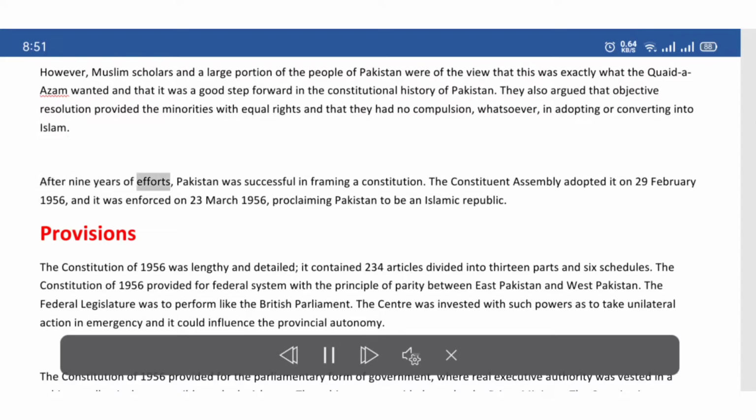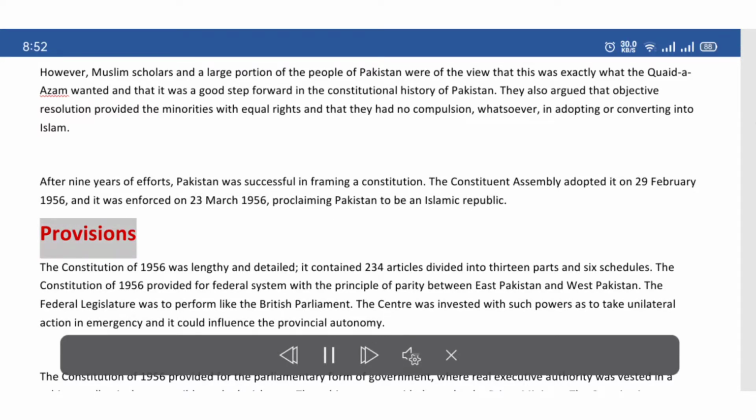After 9 years of efforts, Pakistan was successful in framing a constitution. The Constituent Assembly adopted it on 29 February 1956, and it was enforced on 23 March 1956, proclaiming Pakistan to be an Islamic republic.